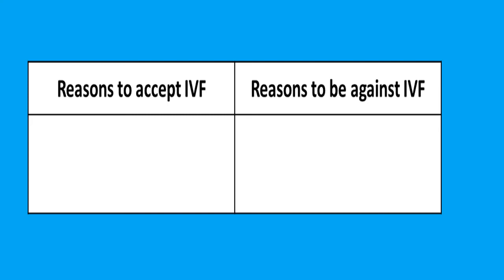So then I just want you to put a table in your notes. Reasons to accept IVF, so reasons to say it's okay, and reasons to be against. I'm going to go through the religious reasons first, and you need to have notes on all the religious reasons. There are 4, but I'll explain later why you're going to need 4, when usually, for a 6 mark, you might only need 3. I'll explain why you're going to need all 4 later.